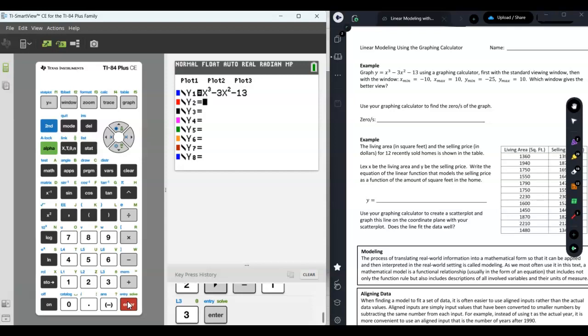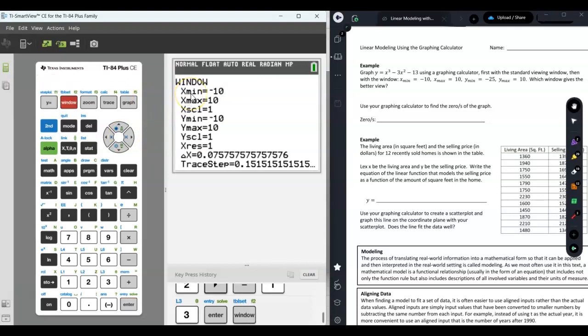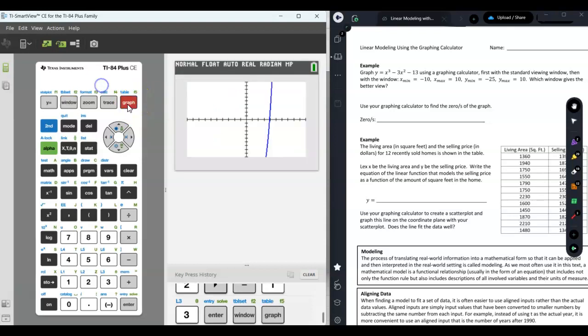Most likely your calculator defaults to the standard viewing window, which is an x minimum of -10 to a maximum x value of +10, and then a y min of -10 and a y max of +10. But if you've used the calculator previously and you've changed the window, it may not be. So it's just good to check it. If you go to window, you just want to check that your x min is -10, your x max is +10, y min is -10, and y max is +10. And then I'm going to hit graph and just see what this graph looks like.